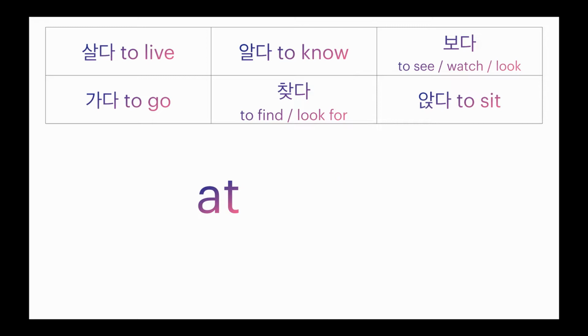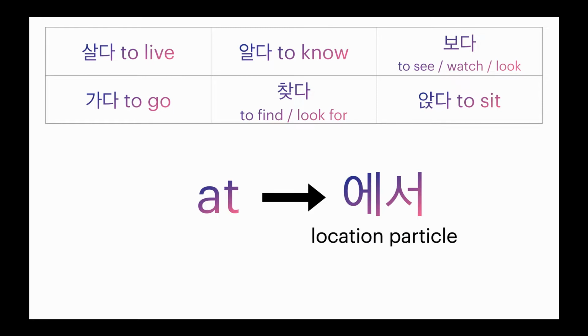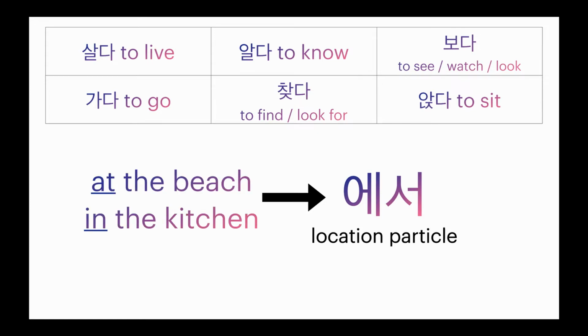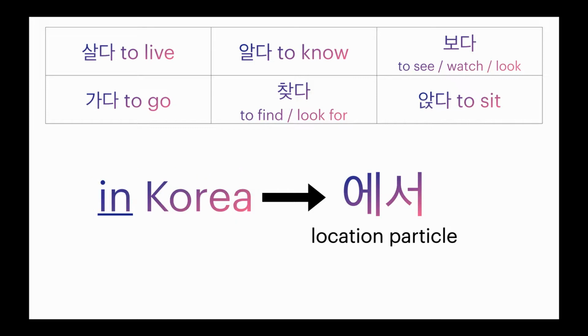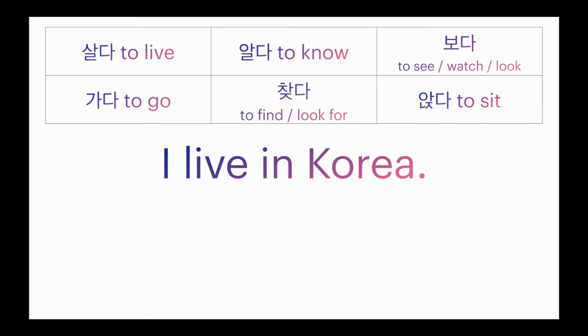Do you remember the word at? At loosely translates to 에서. And I say loosely translates because it's really just the location particle, because in English this can translate to at the beach or in the kitchen, or if you're talking about a country, in Korea would also be using 에서. So let's try to say I live in Korea. And the word for Korea is 한국. Now to say in Korea, 한국에서. So what do you think would be I live in Korea?